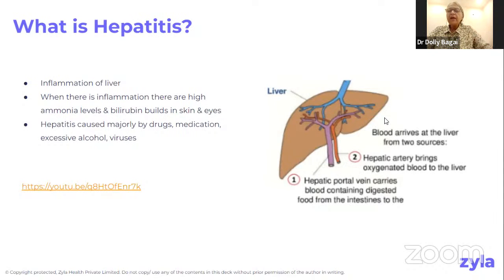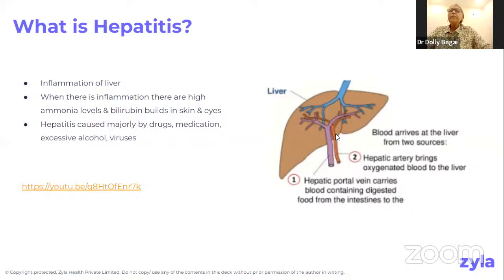So again, I'm repeating, the inflammation of the liver is called hepatitis. And as you can see in the diagram, blood arrives into the liver through two sources, the hepatic artery and the hepatic portal vein. The hepatic portal vein is carrying blood containing digested food from the intestines to the liver for storage. But the hepatic artery is bringing oxygen to the liver so that it can perform its functions.